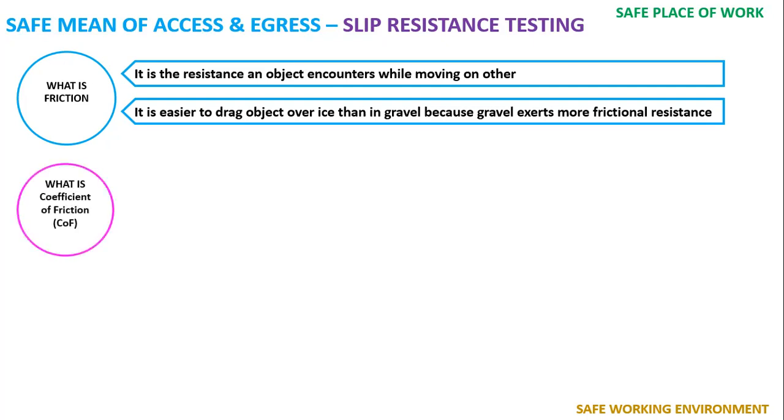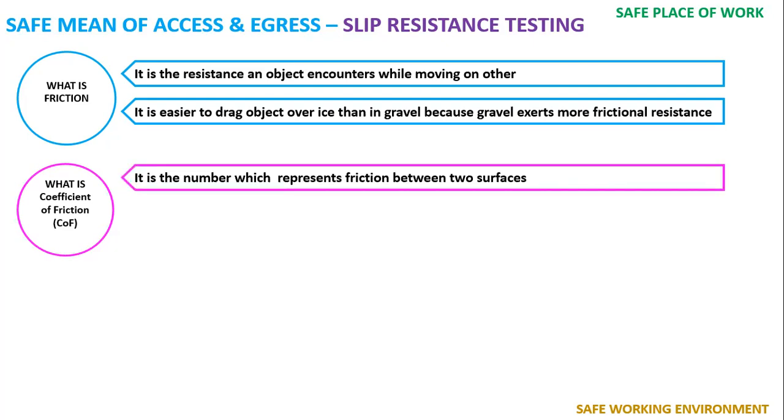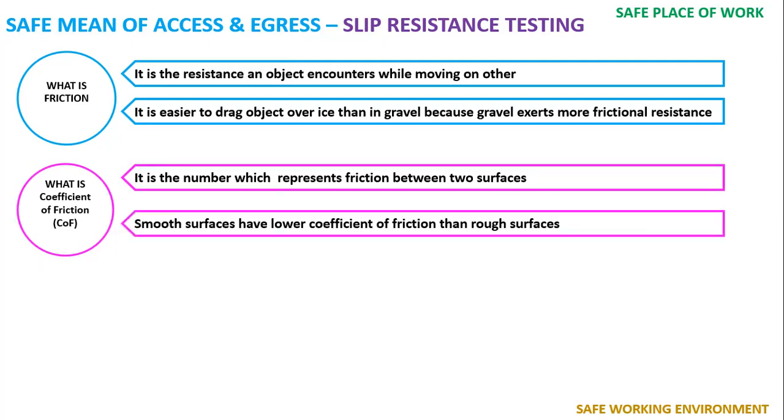So now we should understand the next topic, coefficient of friction. The coefficient of friction is the number which represents friction between the two surfaces. So the smooth surface has a lower coefficient of friction than the rough surfaces.